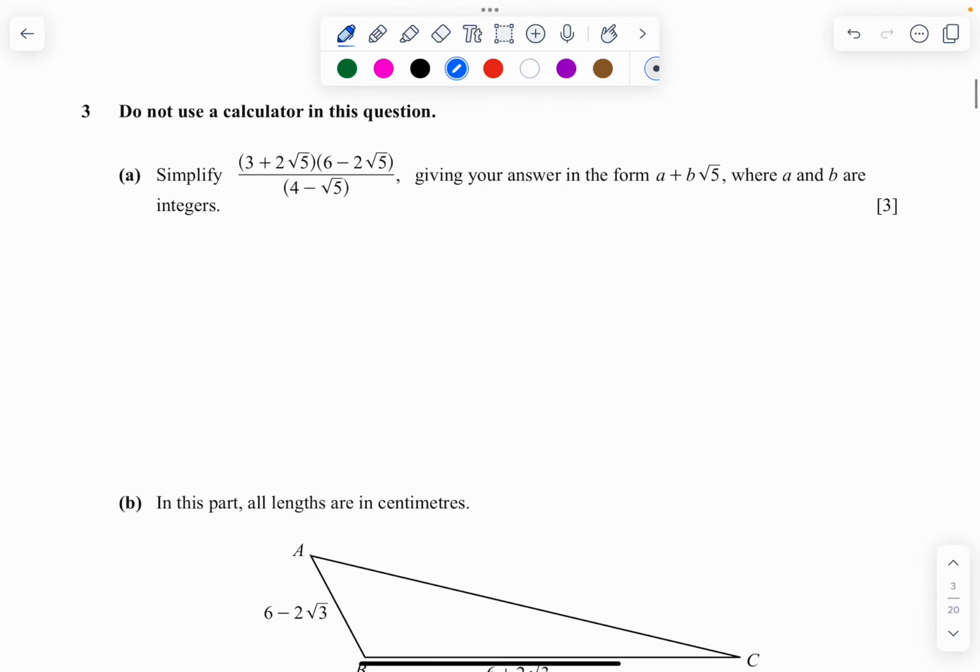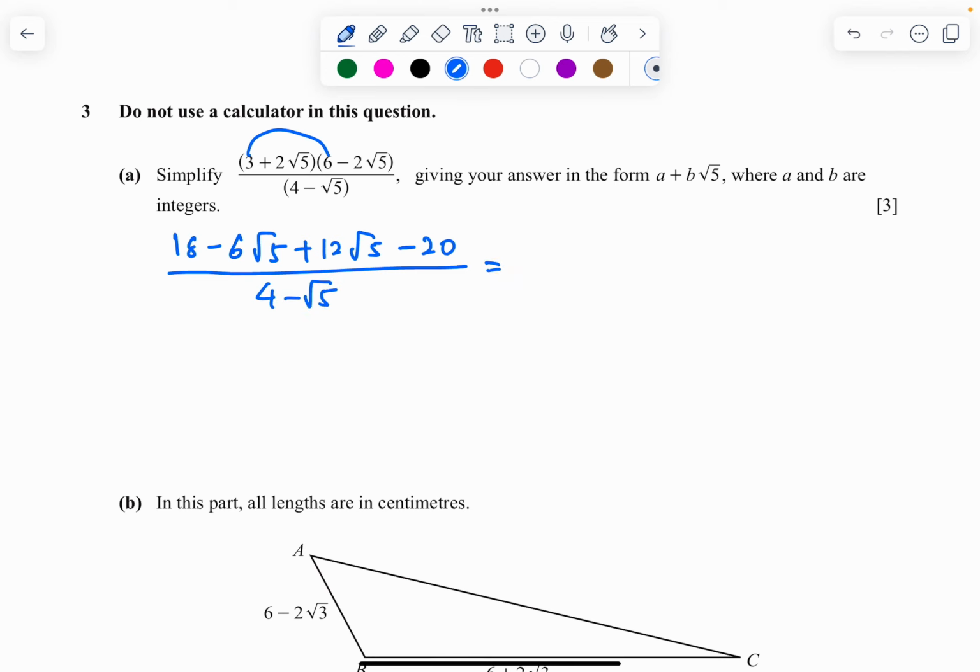Question number 2, simplify. So first I'm going to simplify the numerator. So this gives me 18 minus 6 square root 5, then plus 12 square root 5 minus 2 times 2 root 5, 4 times 5 is 20, over 4 minus square root of 5. So when you further simplify this, you will get 6 square root of 5 minus 2 over 4 minus square root of 5. So now you rationalize it.